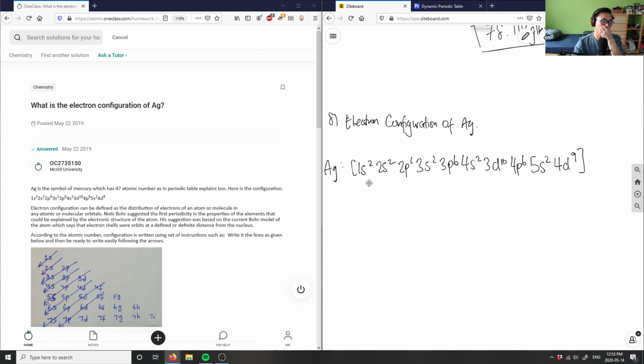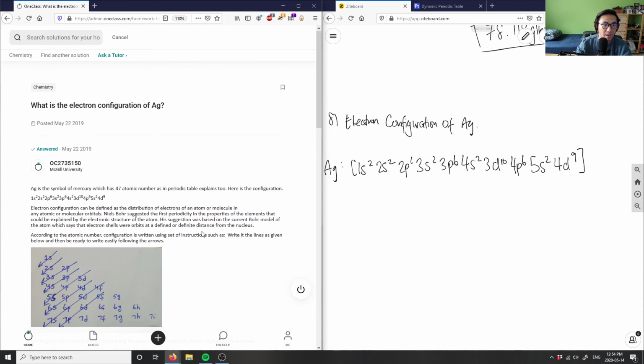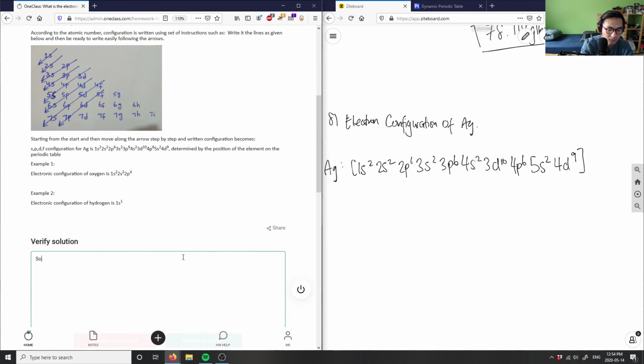So 1s2, 2s2, 2p6, 3s2, 3p6, 4s2, 3d10, 4p6, 5s2, and then 4d9. So as you can see here, this solution here is correct. They wrote basically the exact same thing as I did as well. So this solution here is correct. And this analysis is good as well. Solution here is correct. Good analysis.